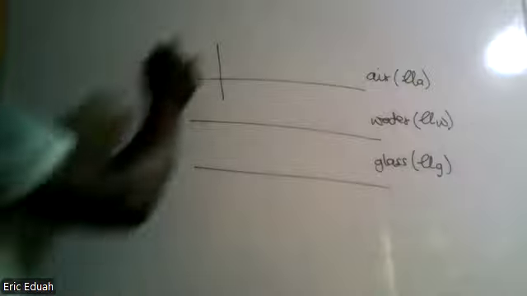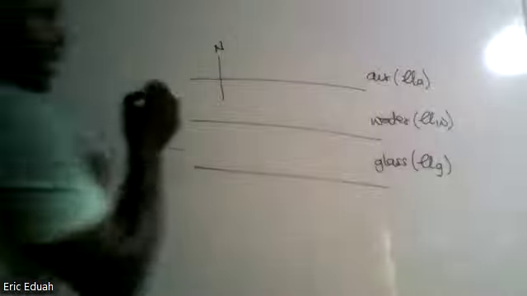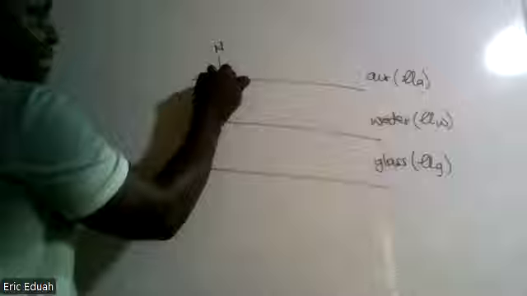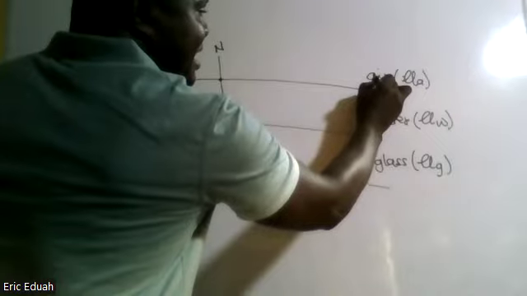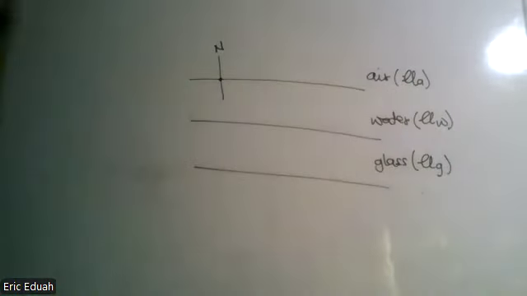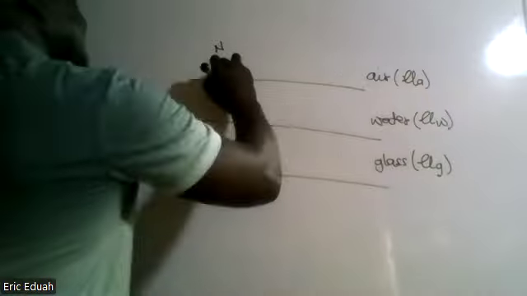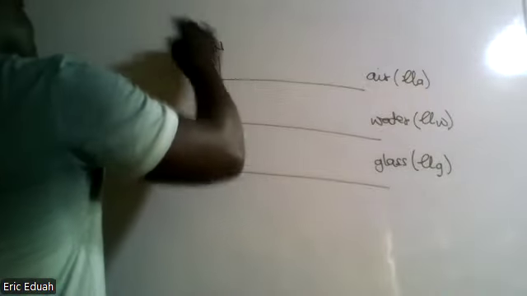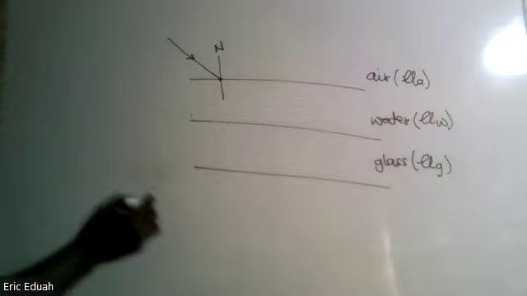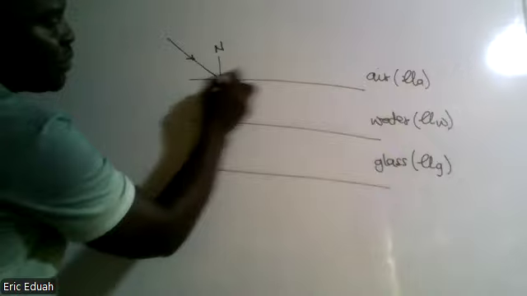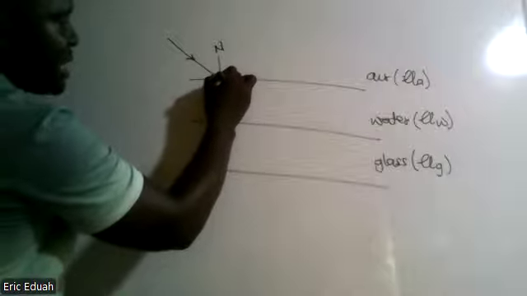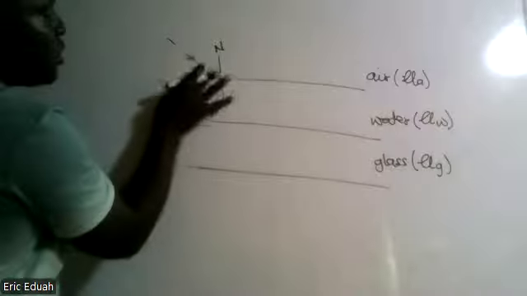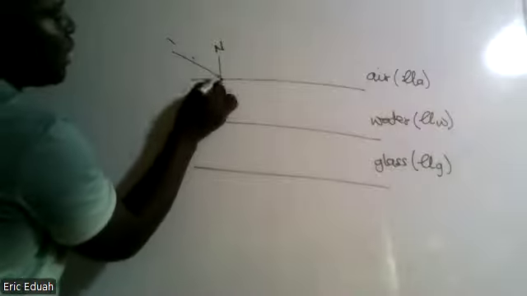Okay. So this is the normal. Please note that refraction of light occurs at the boundary between the two media. So the horizontal line represents the boundary separating the two media. When light is incident through air, when it gets to the boundary between air and water, it will deviate, and the deviation is such that it deviates towards the normal.